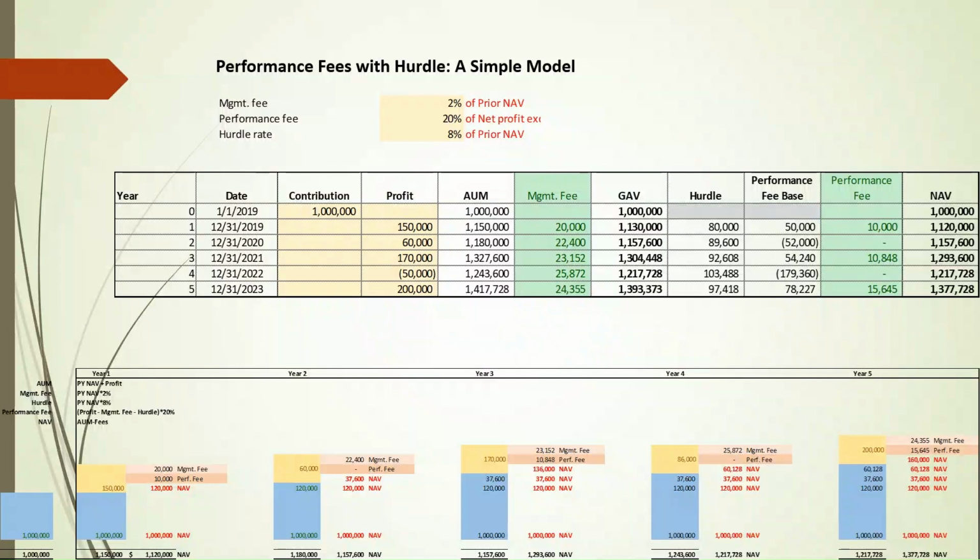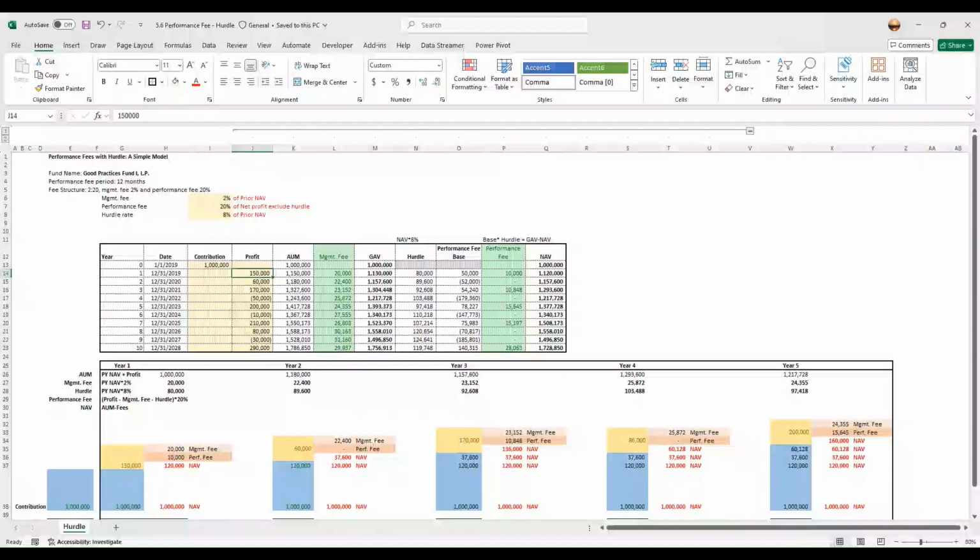There are two key concepts in a high watermark model, the hurdle rate and the high watermark. We will start from the basic model without a high watermark, so we will study the hurdle rate first. The hurdle rate is a minimum level of return that must be achieved before performance fee can be charged. It's the same thing as our preferred return in our carried interest model. It's just named differently.